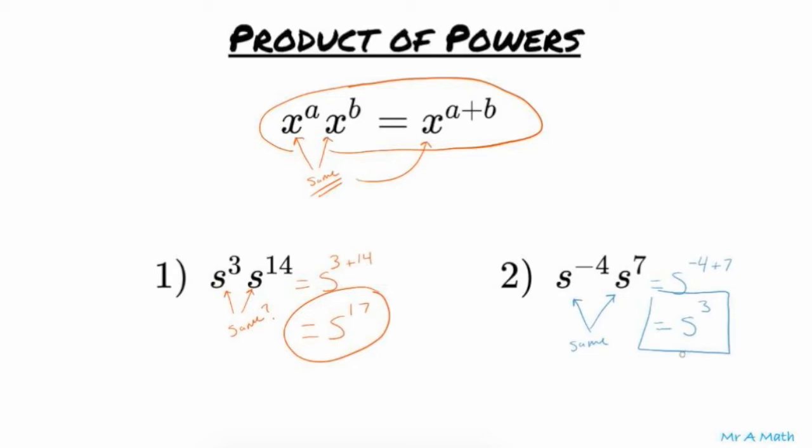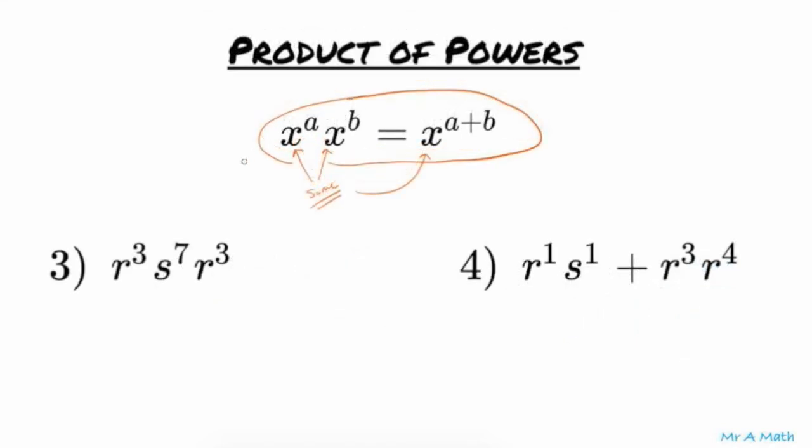Okay, so here are a couple of pretty basic examples, and I'm going to show you a couple of more complicated examples right now. And here they are. Here we have the product of powers rule again. What I notice here is that I have r to the third times s to the 7th times r to the third. Not all of these have the same bases, and the two bases need to be the same in order for me to use this law. So I can't really use this s to the 7th in this law.